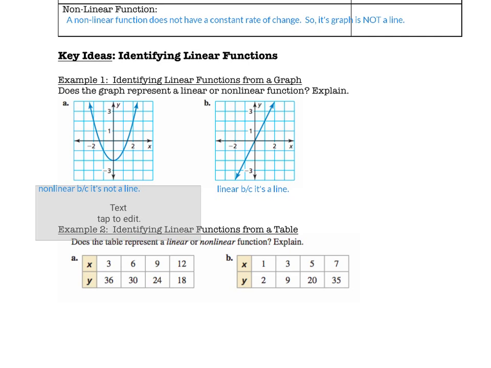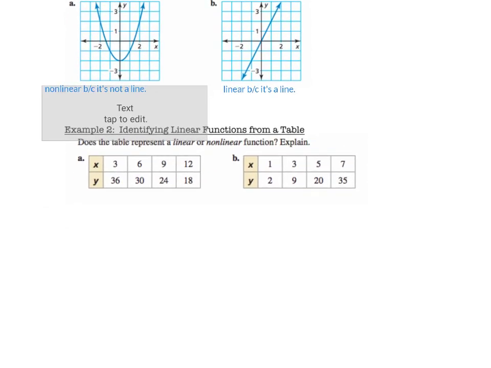To make it harder, we are going to figure out if a function is linear or nonlinear from a table. So here it's not as obvious. The way we determine if it's linear or nonlinear from a table is to figure out the rate of change. The rate of change is also known as your slope. Okay, so m, which is your slope, also known as your rate of change.